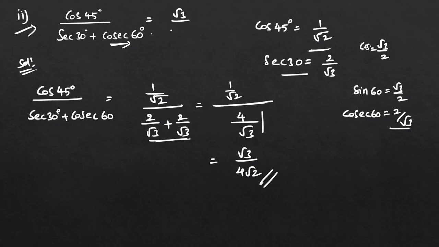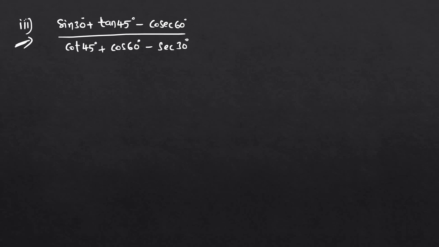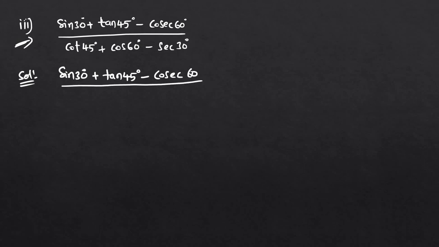Root 3 divided by 4 root 2 is the answer. Now third question here. Given that, solution we will take: sin 30 plus tan 45 degrees minus cosecant 60 degrees, divided by cot 45 degrees plus cos 60 degrees minus secant 30 degrees is given.